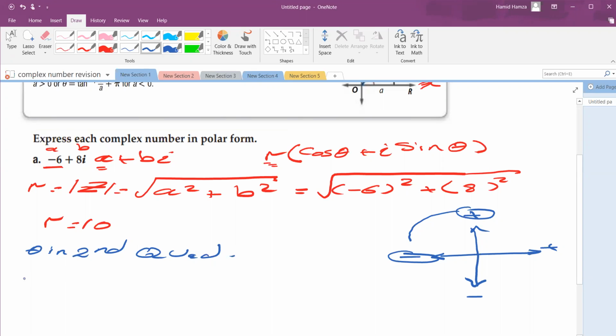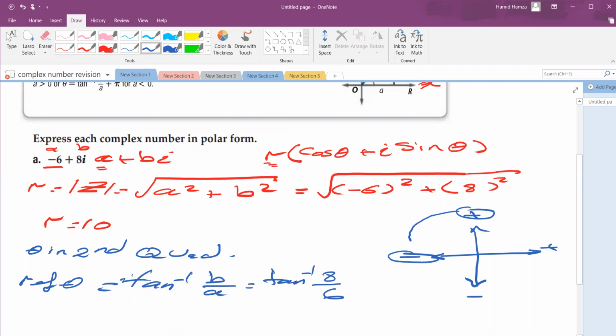So we'll find the reference angle, then we'll put it in the second quadrant. So the reference angle of theta is equal to tan inverse of b over a. We will take them without sign, guys. You know that when we find the reference angle, we take them with no sign. So it will be tan inverse of b, which is 8, over 6.